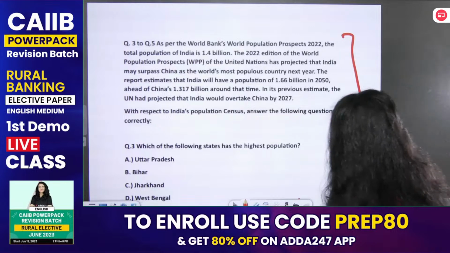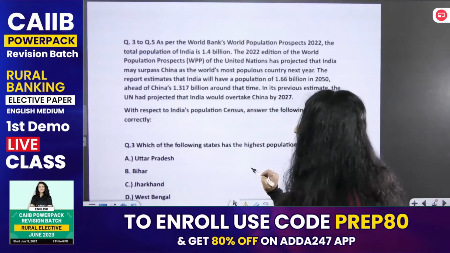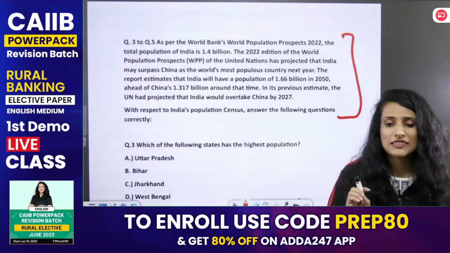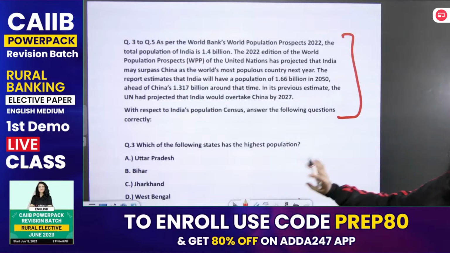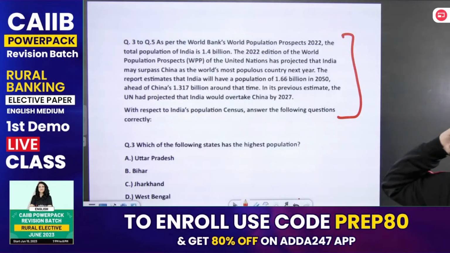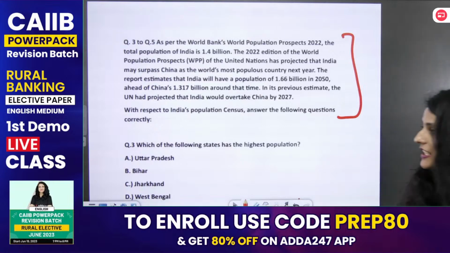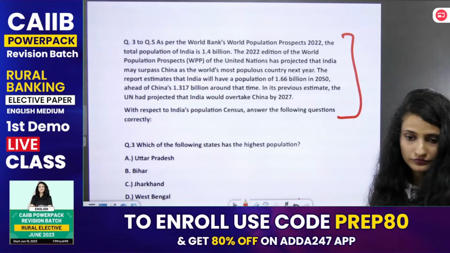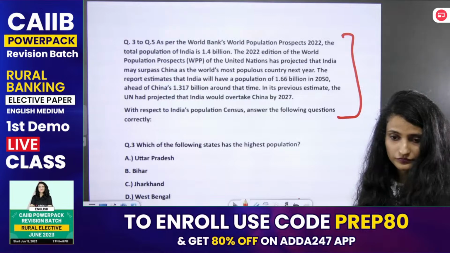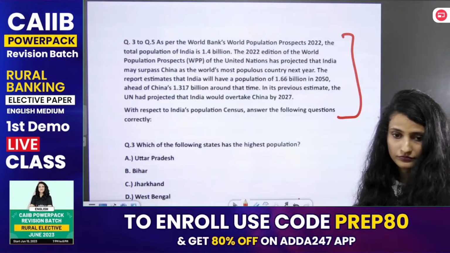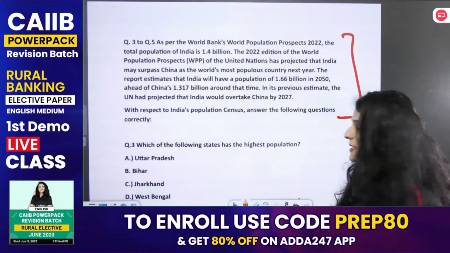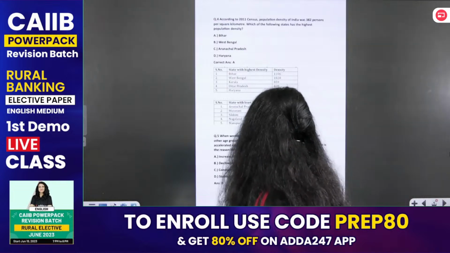Based on the present case scenario, here are some questions related to the census. First question: as far as the most populous state in India is concerned, which state has the highest population? Which state is the most populous state of India? You have Uttar Pradesh, Bihar, Jharkhand, or West Bengal. Uttar Pradesh, yes. Uttar Pradesh happens to have 16%.